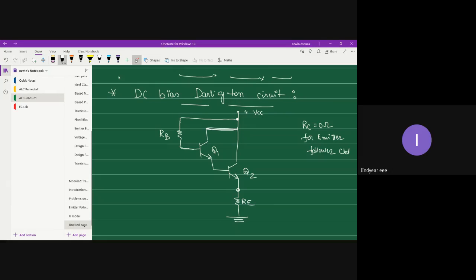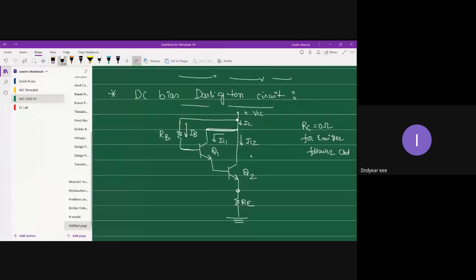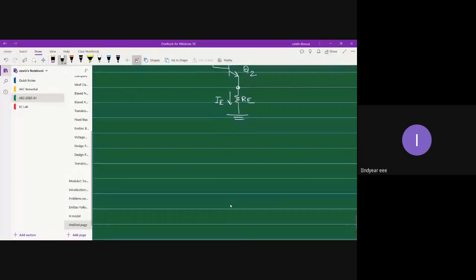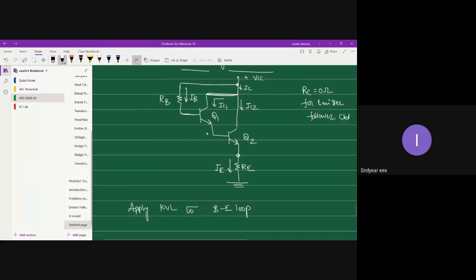Okay, fine. Now let me mark the current directions. Base current IB. Okay. Collector current IC. So this collector current IC splits into two halves, IC1 and IC2. And in the end, you have IE. Okay, fine. Apply KVL to the base emitter loop. Okay, apply KVL to the base emitter loop.